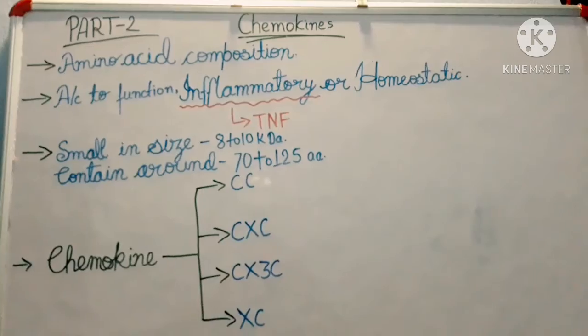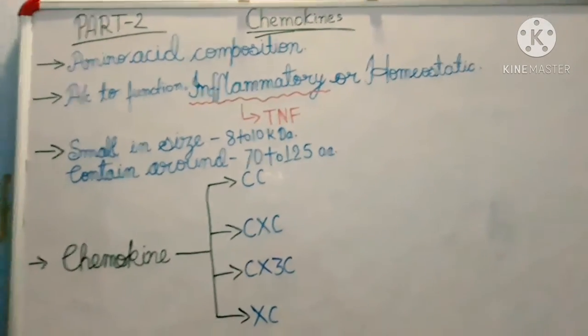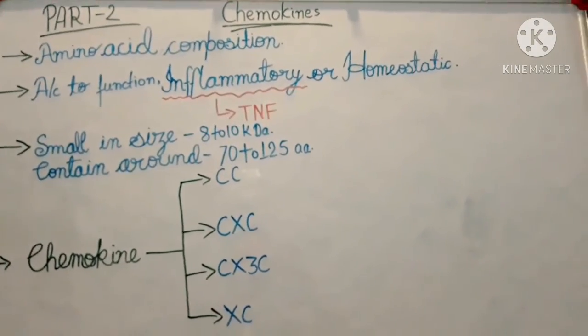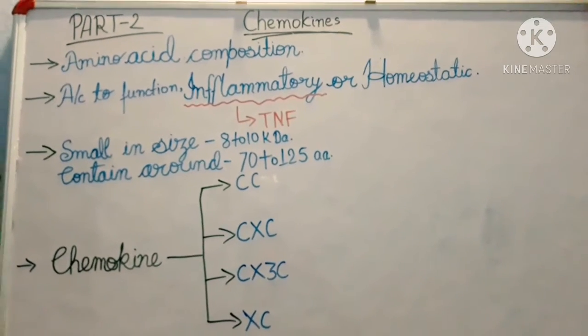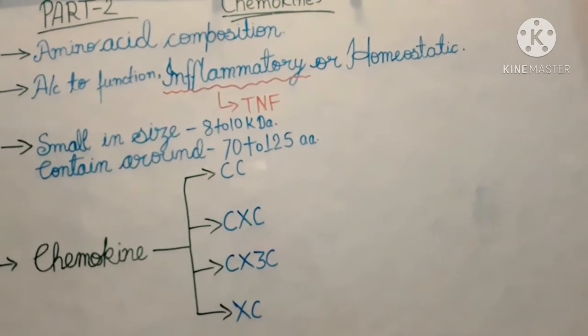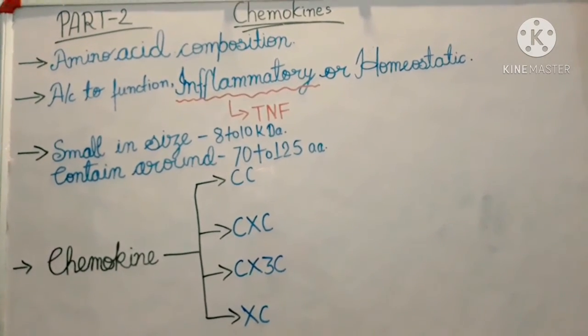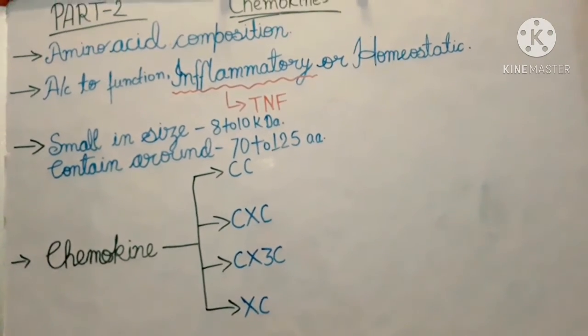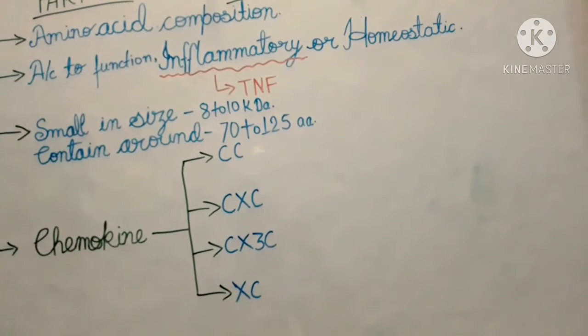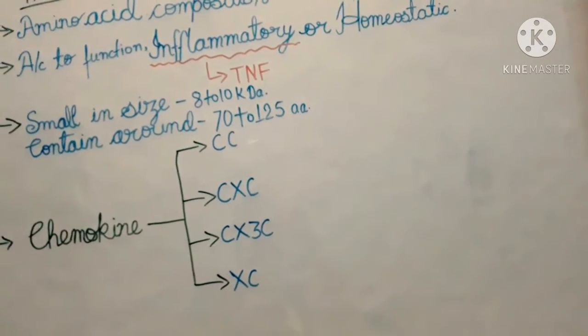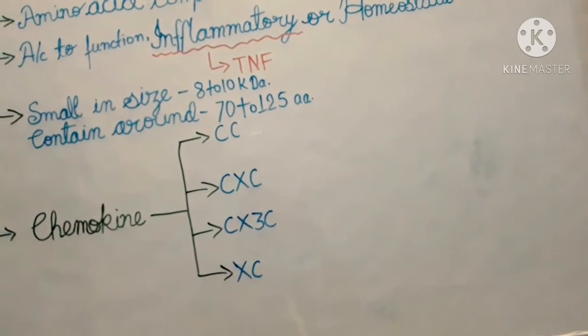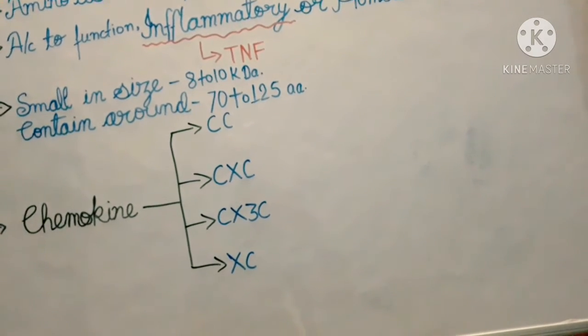This is the second video, and in this video we will discuss the types of chemokine and how chemokines are classified. Chemokines are grouped and named according to their amino acid composition. Chemokines may also be grouped according to their function, such as whether they are inflammatory or homeostatic.